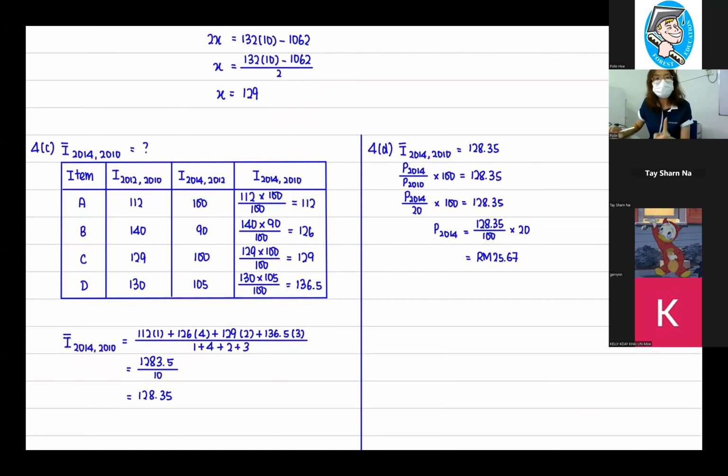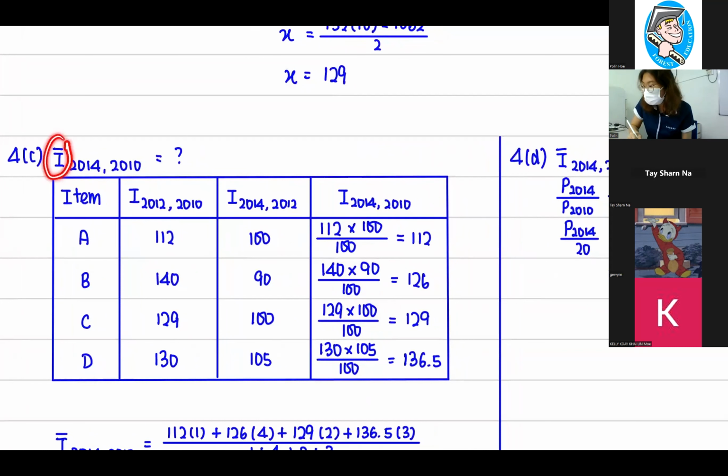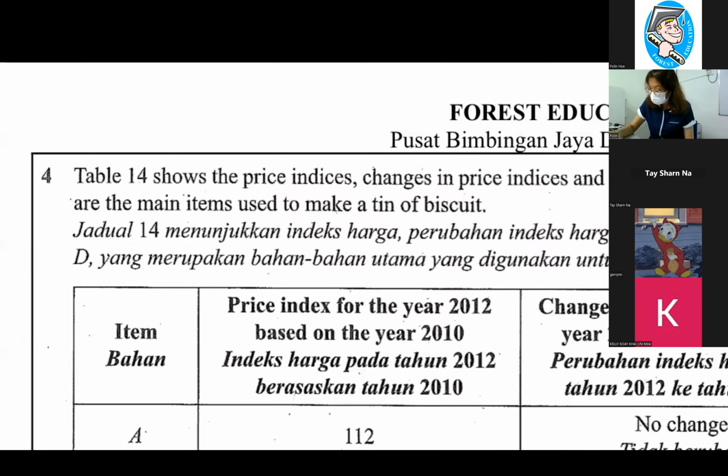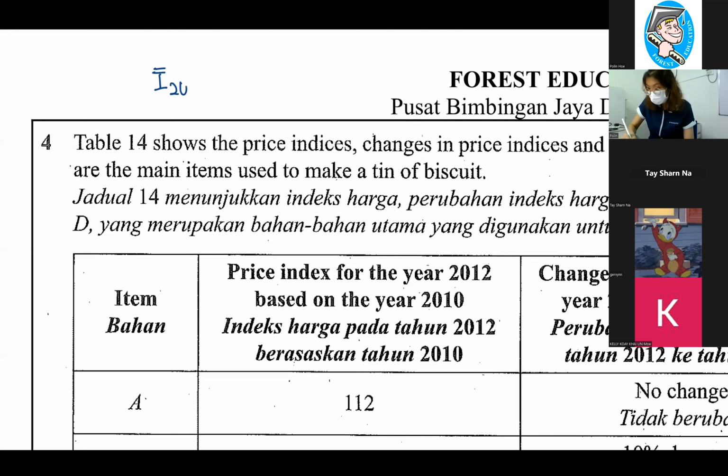So 来part C. I'm going to explain this to you. 再一次看你的题目, you read the question but look at your own question paper. 看好好你的题目。Calculate the composite index for the cost of making a tin of biscuit, which means they want I bar, in the year 2014 based on 2010. 2014 based on 2010. Now everybody go back to the table. 回去你的 table. The question asks for I bar in 2014 based on 2010.